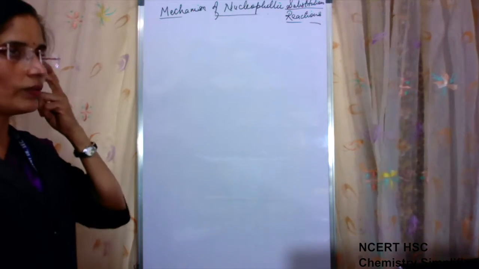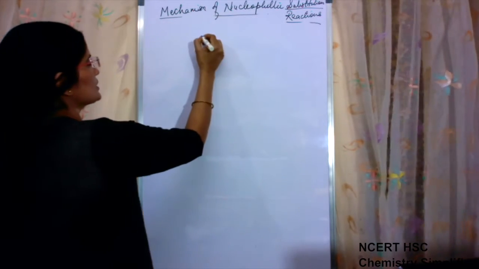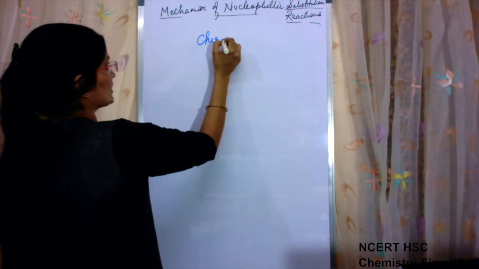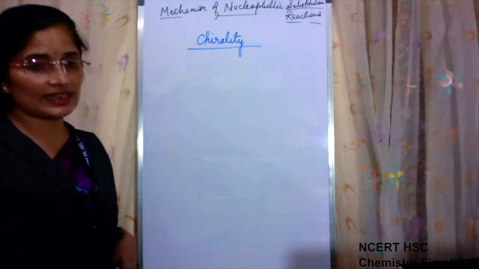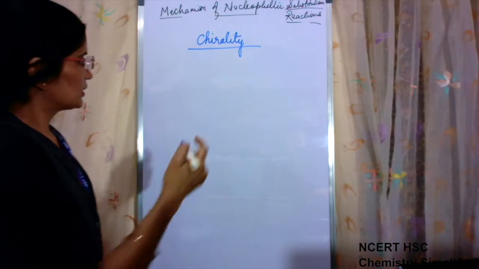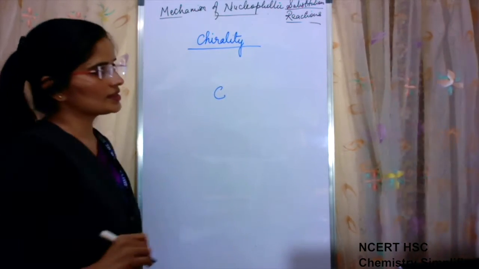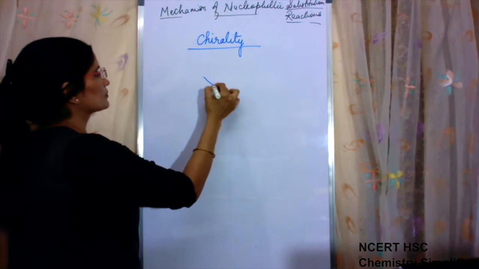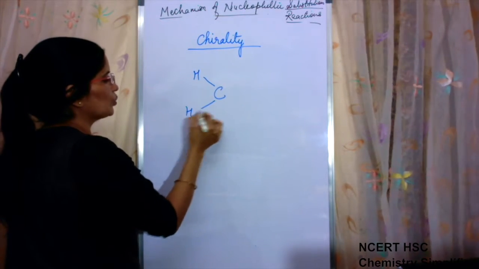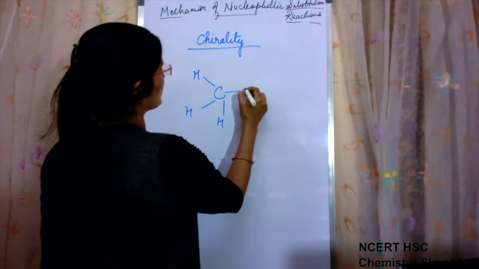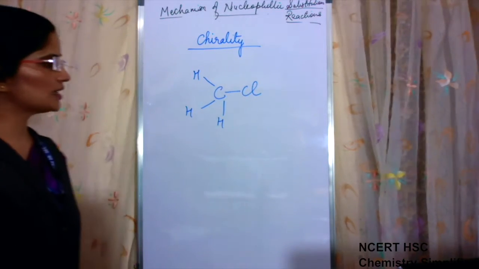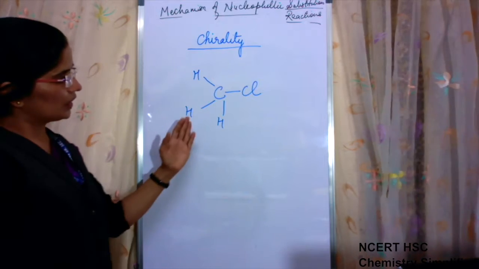One very important next concept which I have to explain is chirality. Now what is chirality? This is a carbon atom. We know that carbon can make four bonds. This is an alkyl halide.